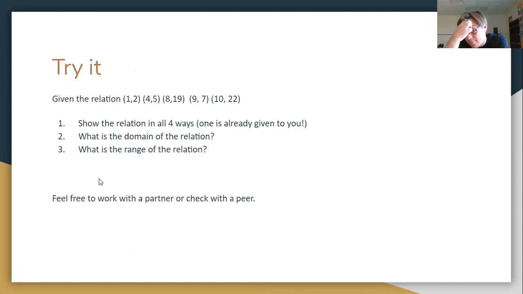All right, so let's try one out. We have some kind of relation that's already given to us, and it is ordered pairs: 1, 2, 4, 5, 8, 19, 9, 7, and 10, 22. So this forms our relation at first. We're going to show it all 4 ways. One of them is already there. Then we'll identify the domain and the range. Let's actually start writing it out.